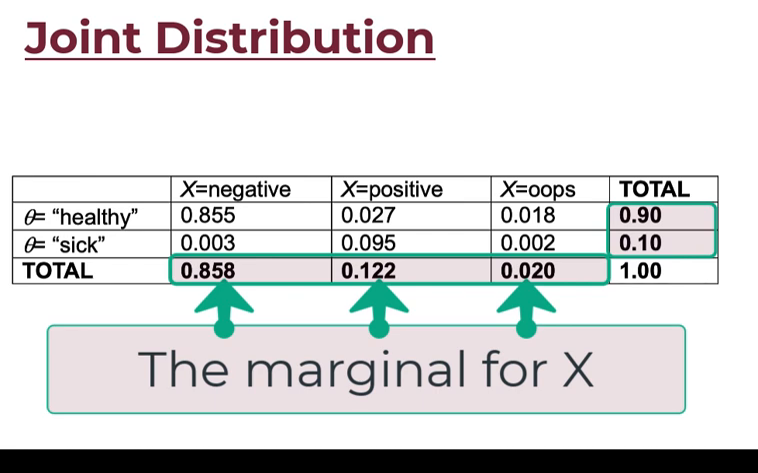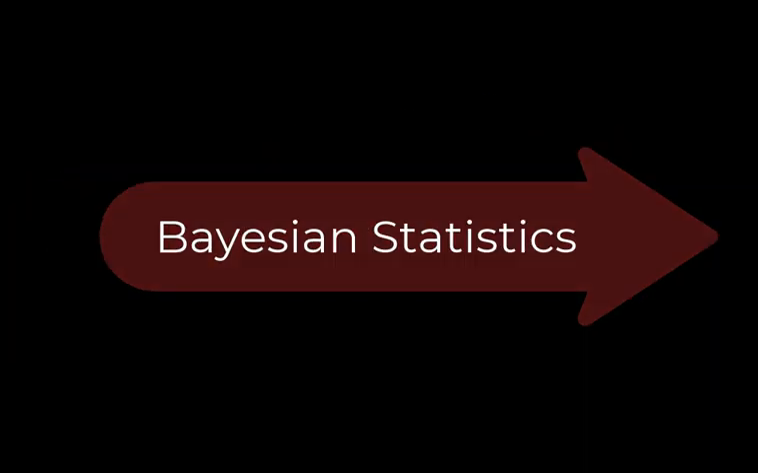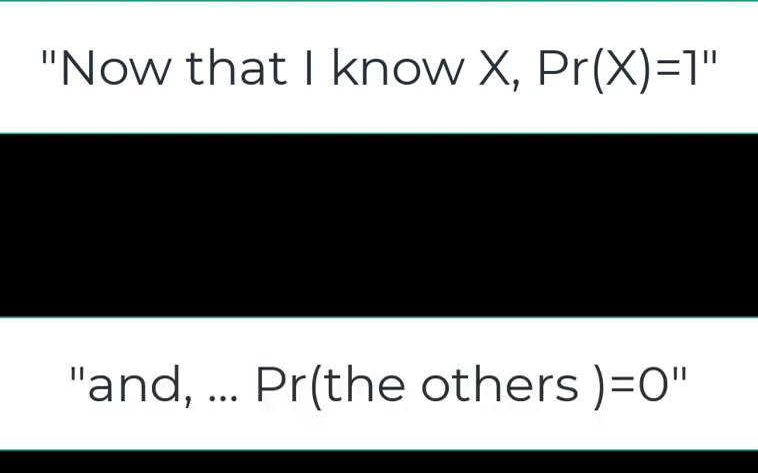That bottom marginal distribution means something important. It is the distribution of the test results, the 3 X values, negative, positive, and oops, adding across the 2 patient groups. But what if I got the test result already? Then its probability is 1. And the other 2 X's, their probability is 0.